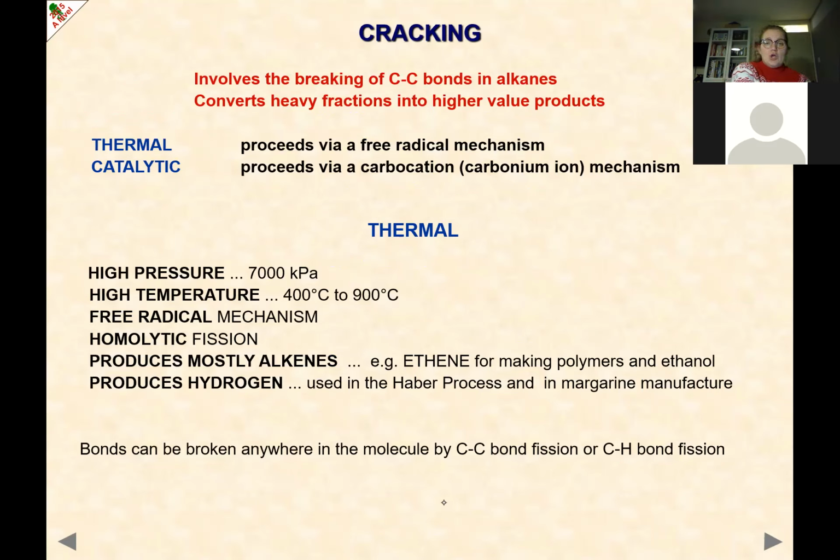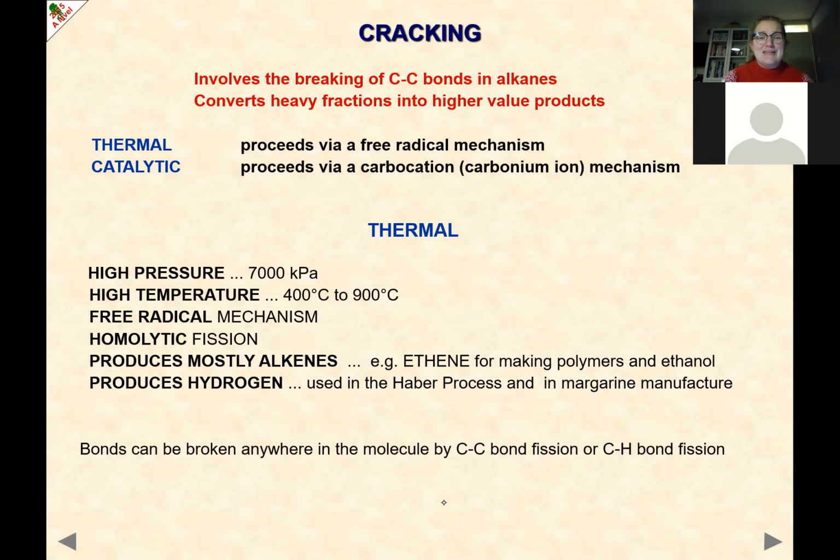Cracking. So cracking involves the breaking of carbon-carbon bonds in alkanes, and it converts heavy fractions into higher value products. So we have thermal and catalytic cracking. Thermal proceeds via a free radical mechanism and catalytic proceeds via carbocations. So if we're going through thermal cracking, we want high pressure, high temperature. Our free radical is our mechanism. We're going to use homolytic fission, that equal splitting of those electrons when we break that carbon-carbon bond.